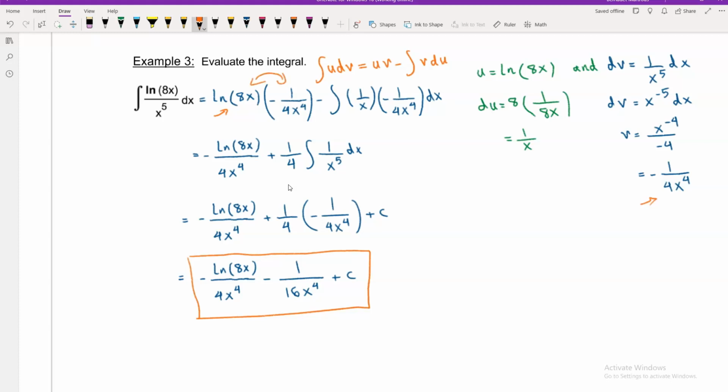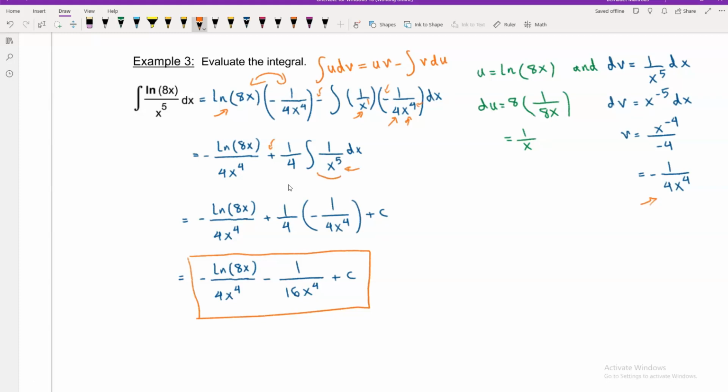So what we have here is negative ln 8x divided by 4x to the 4th power plus, I move this outside of the integral, so we have 1 over 4. Here we have negative, here we have negative, so that is positive. And then we have this x, and this one is x to the 4th power, so we have 1 over x times 1 over x to the 4th power, that is equal to 1 over x to the 5th power, so we add powers 1 plus 4, that is 5.